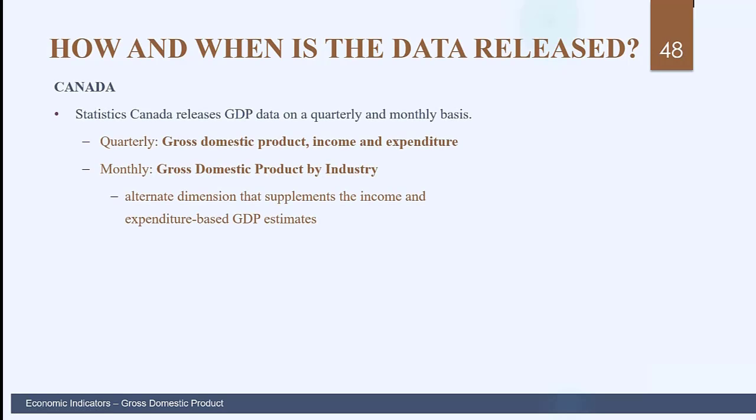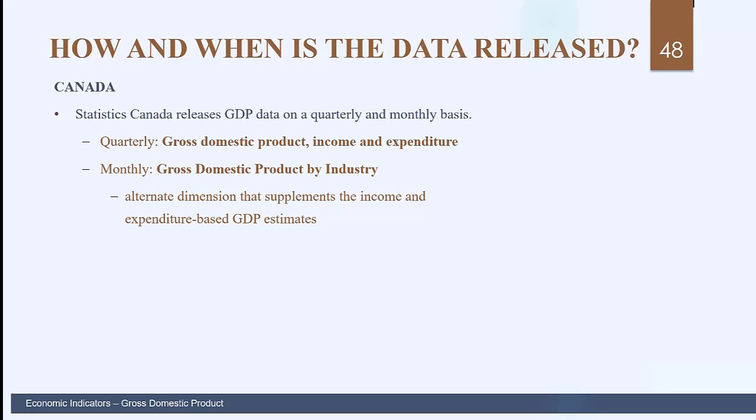Similar to the US, in Canada, GDP data is released in secure lockup rooms to prevent anyone from accessing the data before the general public and gaining an unfair advantage. The government agency in Canada responsible for compiling and disseminating GDP data is Statistics Canada, and they release GDP data on a quarterly and monthly basis.